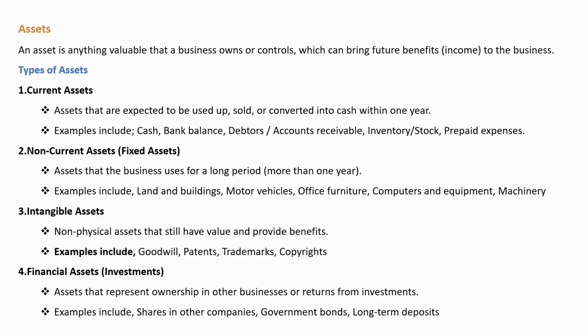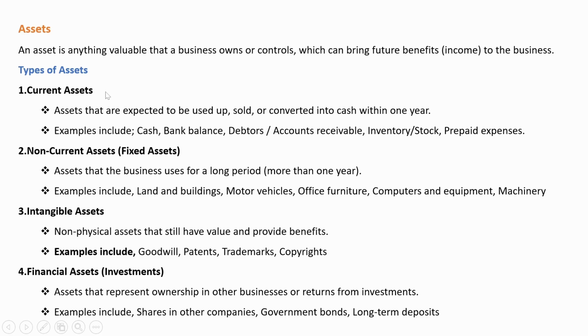For example, a motor vehicle. If the motor vehicle belongs to the business, if the business has control over that motor vehicle, then that is an asset. It has value. It can bring benefit to the business because it will facilitate activities in the business. Assets can be of many types. We want to see some of those types here.